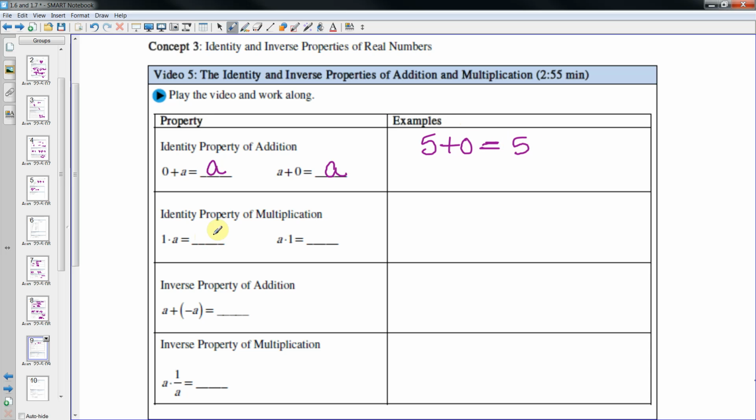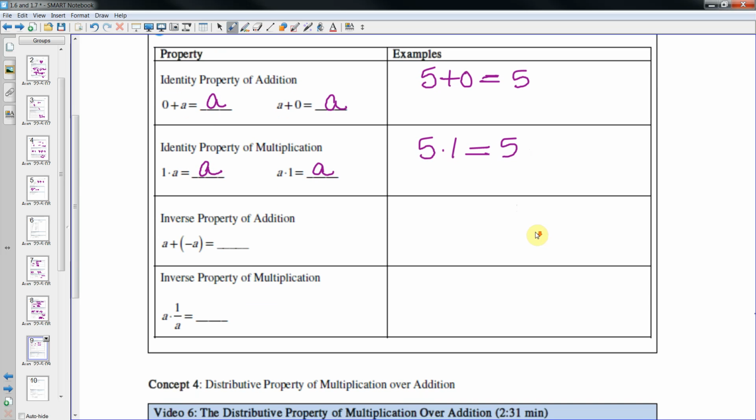On multiplication property, the identity one, you would multiply by 1, because anytime you multiply by 1, you get the number back out. So 5 times 1 equals 5. So identity means you start with a number, you end up with the same number. With inverse property, you're adding the opposite for addition, so you're going to get a 0. So on inverse property of addition, your goal is to get a 0.